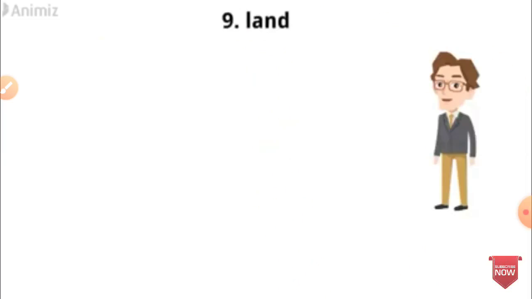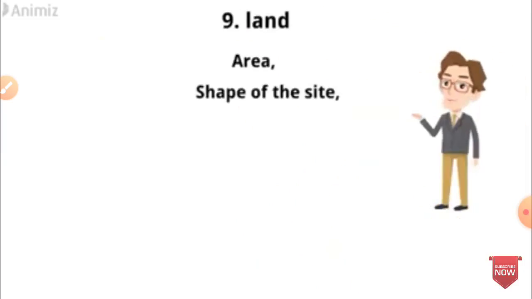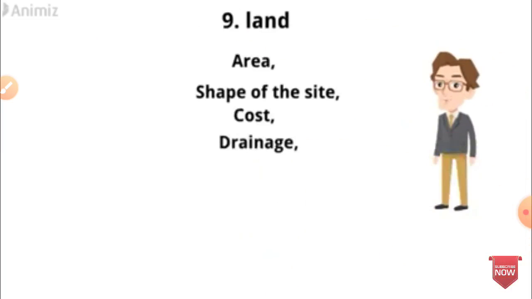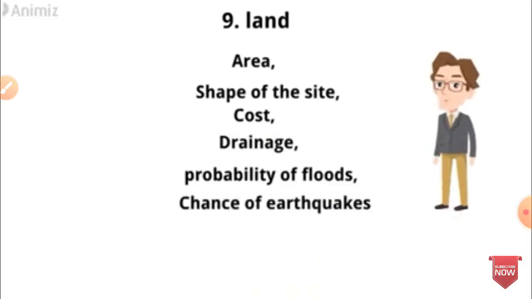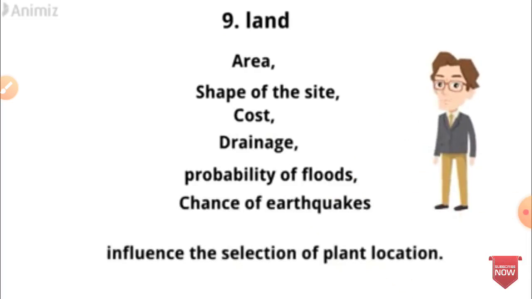The ninth point is land. So land means land area, shape of the site, cost, drainage. All should be feasible, and the probability of flood and chances of earthquake influence the selection of plant location.